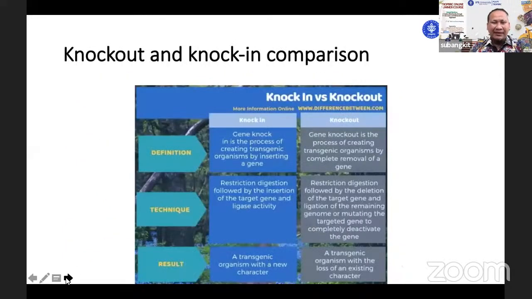It's very expensive, and in Indonesia, it is a little bit difficult to get this. There is a difference between knockout and knock-in. The definition of knock-in means we insert a new gene, so the result is a transgenic organism with a new character. But in knockout, we delete the gene, so some appearance or character will be lost. It depends on our research, our hypothesis, or our topic, which one we need to make the genetic modification in our animal.